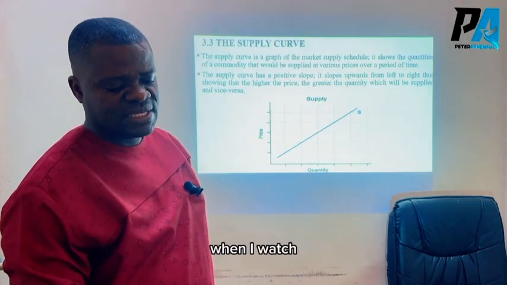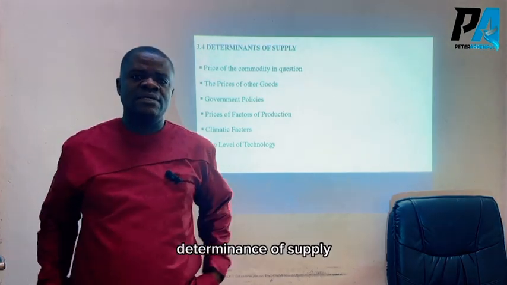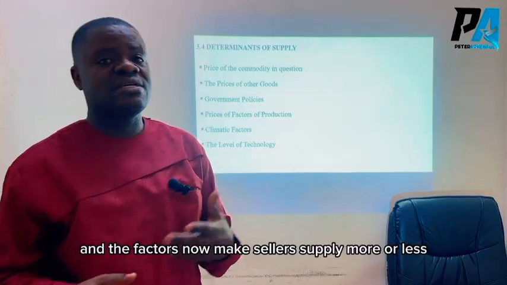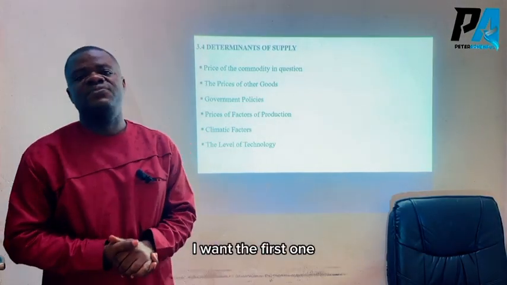Okay, now I want to look at the determinants of supply. Determinants of supply are the factors that will make sellers supply more or less. And what's the first one?